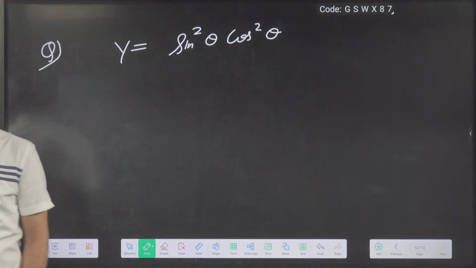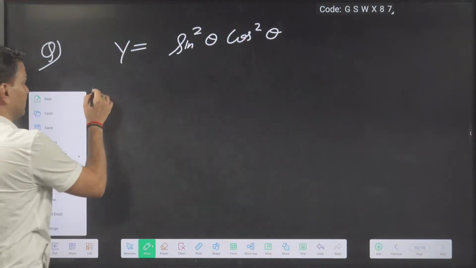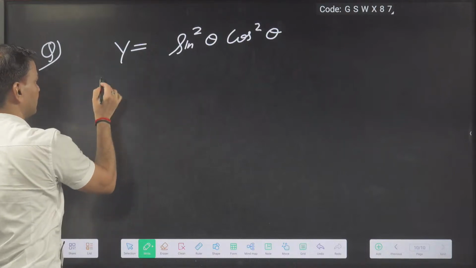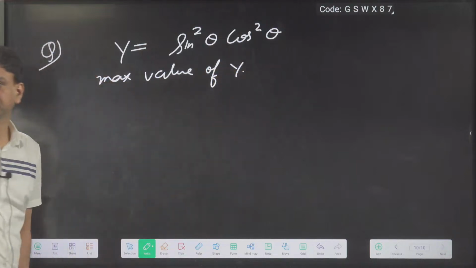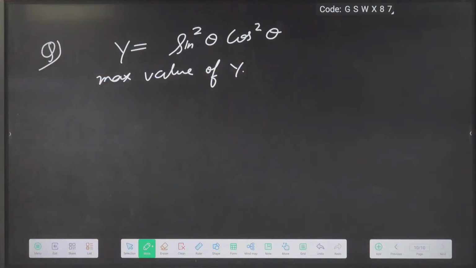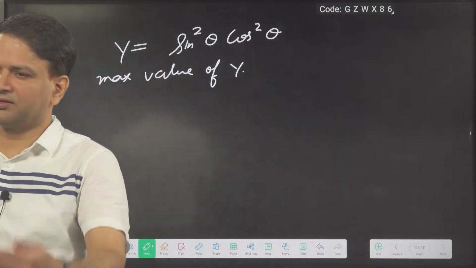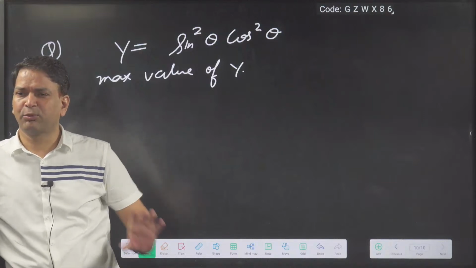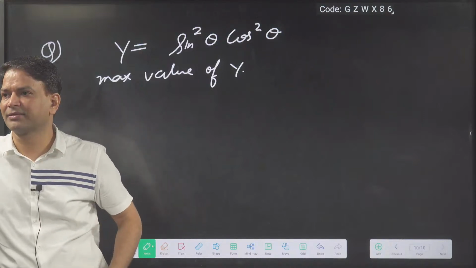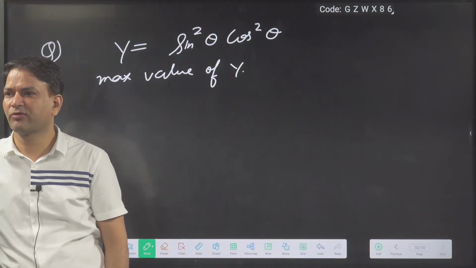Now I need the right answer from everyone. Y is equal to sine square theta into cos square theta. Maximum value of y? Tell fast. This type of expression we got in wave optics in this year's JEE Main. They asked that question also. That is a solid example from NCERT. This type of expression we are getting, and they are asking the maximum value. Sine square theta into cos square theta, what is the maximum value?